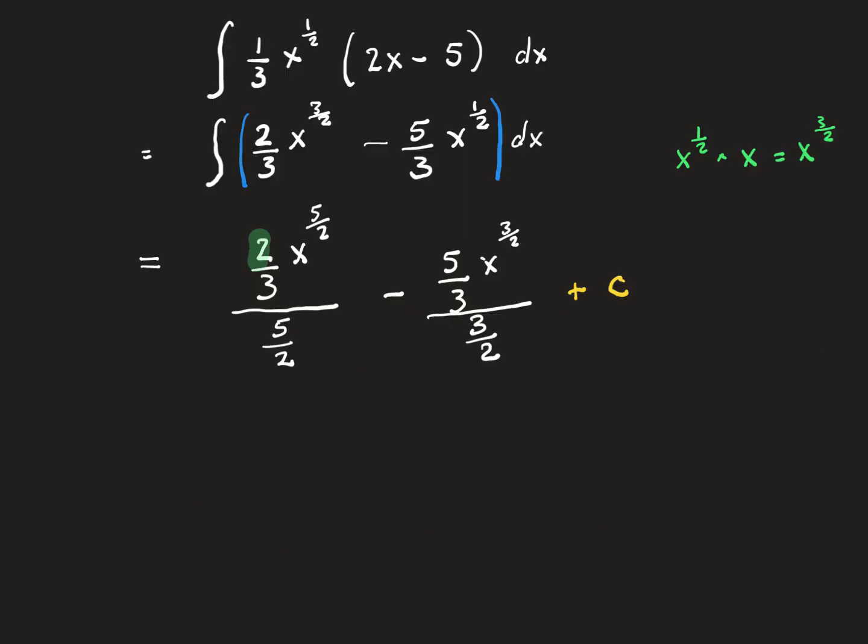Now, when you're dividing fractions, then you can multiply them by inversing the denominator. So I'll show you. So 5 over 2 becomes 2 over 5. And we multiply it by 2/3, followed by x to the 5 on 2. And we do the same thing with these two fractions. Minus, switch 2 on 3, multiplied by 5 on 3. Leave the x to the 3 on 2, and add the constant.